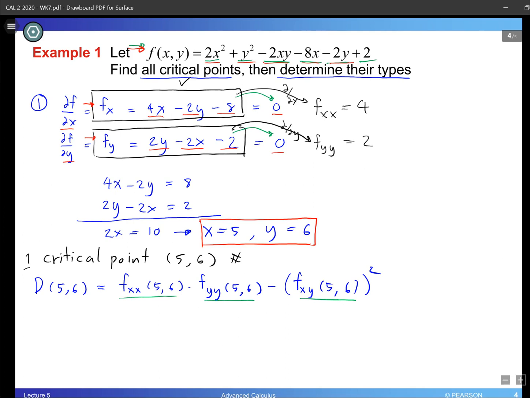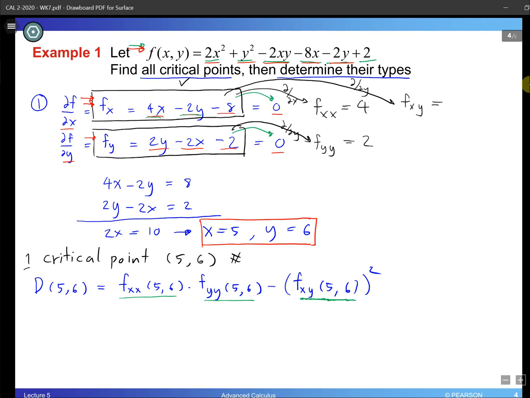Now we need the last term, f with respect to x first and then y. So I need to work on this one. I need to diff this with respect to y. And in this case, I am going to get this f with respect to x first and then y later. And it's going to be equal to, I need to diff this with respect to y. This goes to 0. This one with respect to y, I get minus 2.